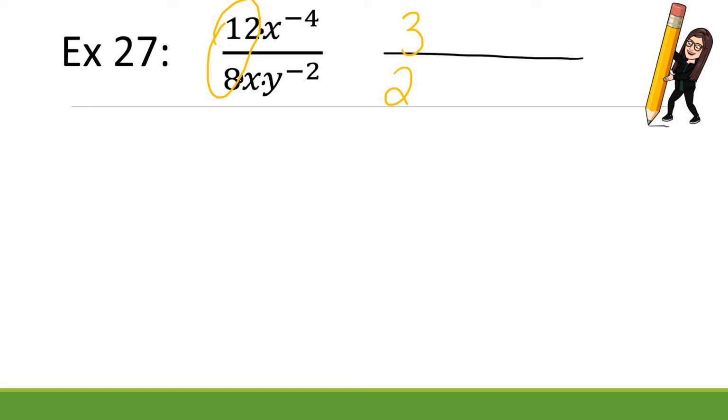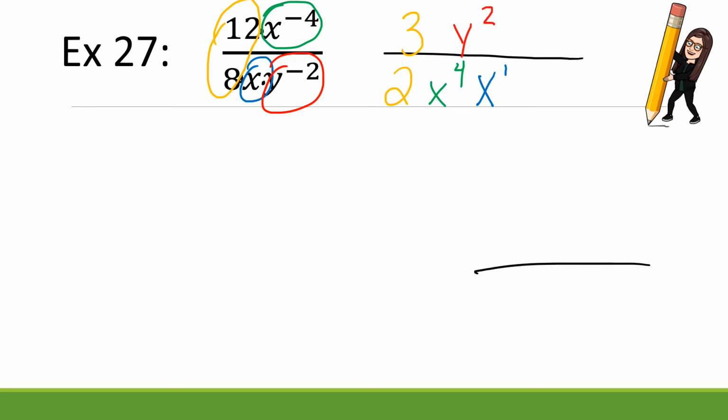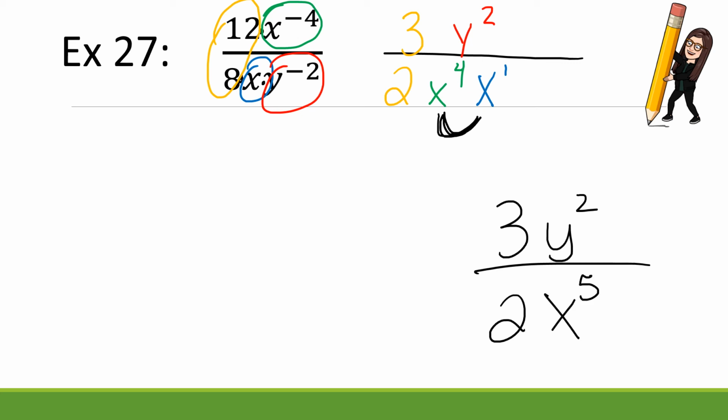Now we have a couple of options. Next I notice, that's a negative. I'm going to kick it to the bottom. X to the 1st, it's already positive. I'm going to keep it there. Y to the negative 2nds on the bottom, I'm going to kick it to the top. Now if I look, 3/2 is taken care of, the y is what it is, but let's combine these two. When I multiply like bases, I add the exponents.